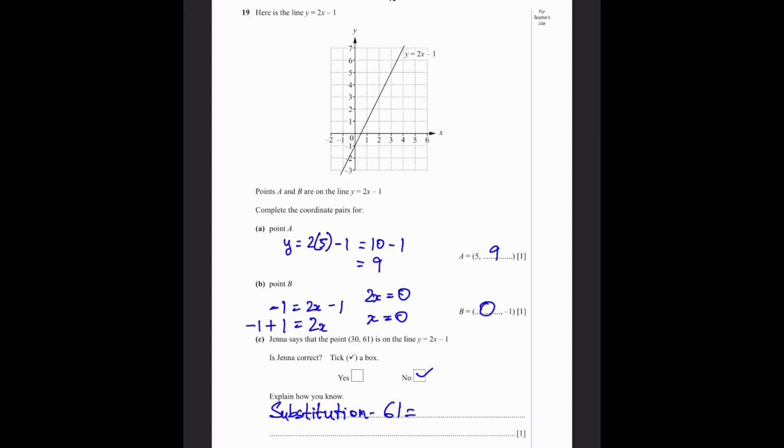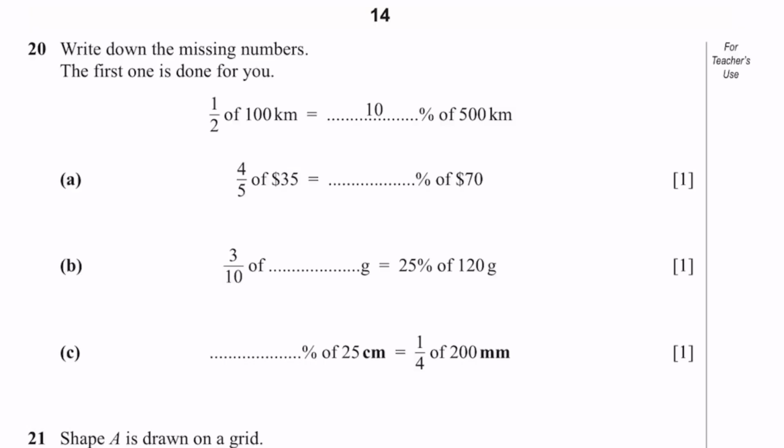61 is equal to 2 into 30 minus 1. 2 into 30 is 60, and 60 minus 1 is 59. 61 is equal to 59 is what the expression says. But this is not correct or not true. Therefore, this is wrong.